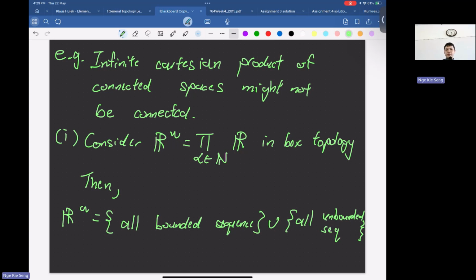All right. What should we prove here? We need to prove that these two sets are disjoint, non-empty, and open. Disjoint is quite obvious now. You cannot be bounded and unbounded at the same time, right? Non-empty, I think you can show it also. Let's give an example. What's a bounded sequence here?